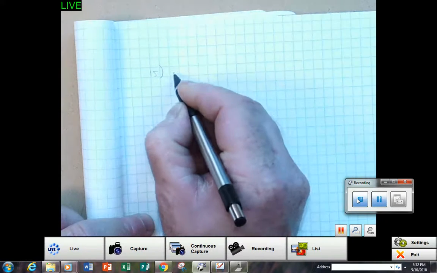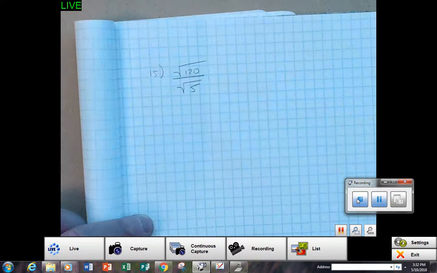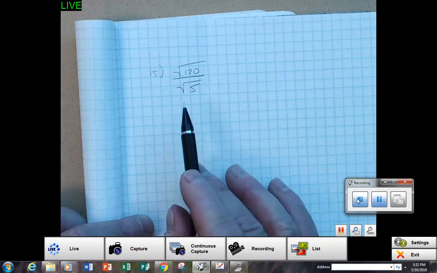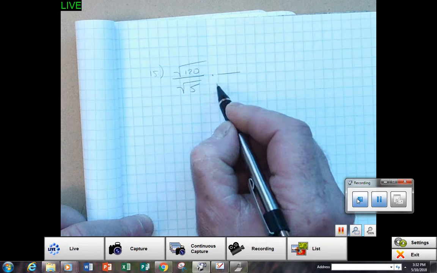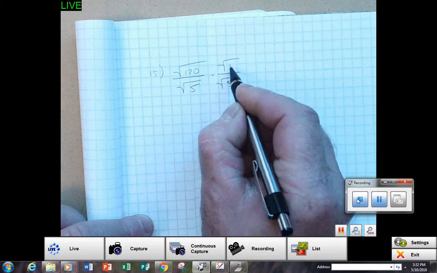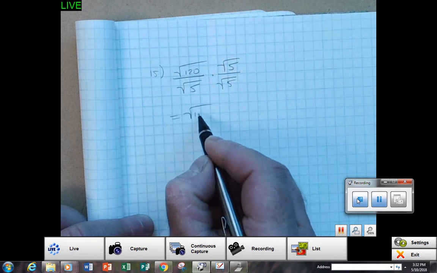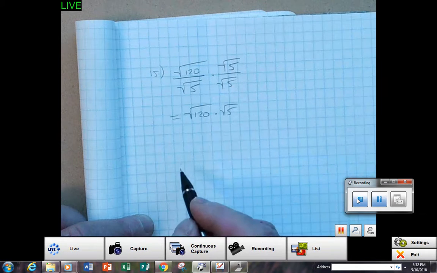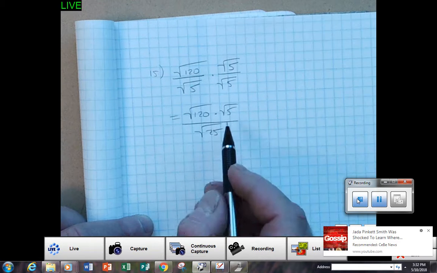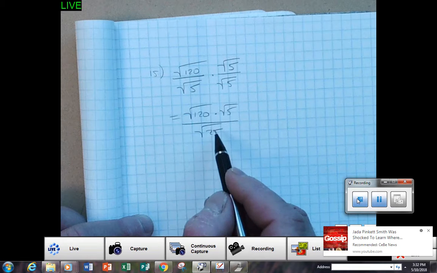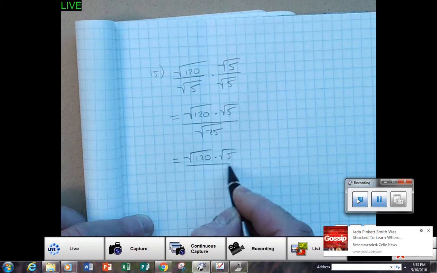15 is the square root of 120 over the square root of 5. So technically, to get rid of that radical, you need to multiply top and bottom by the square root of 5. What will happen here is you'll get the square root of 120 times the square root of 5 over the square root of 25. This becomes just plain old 5. So you have root 120 times root 5 over 5.